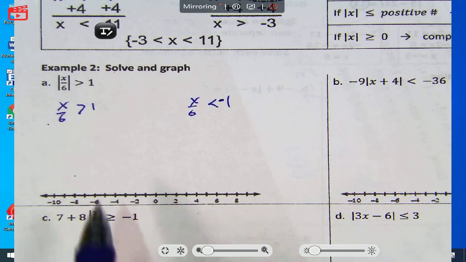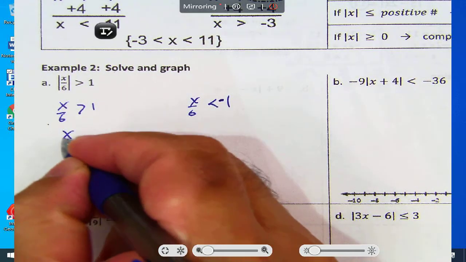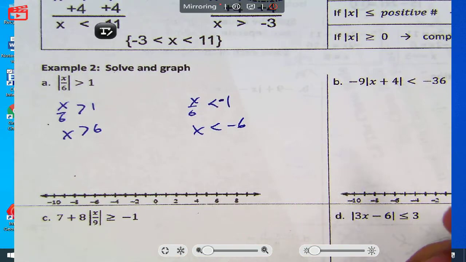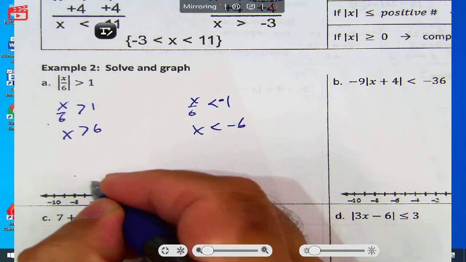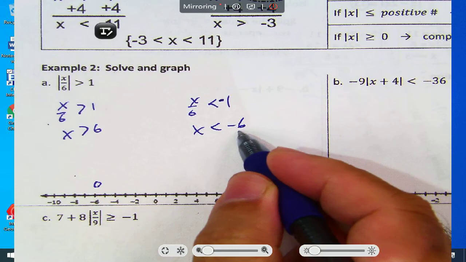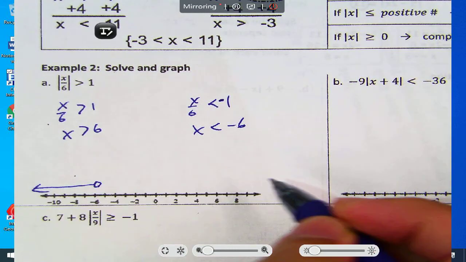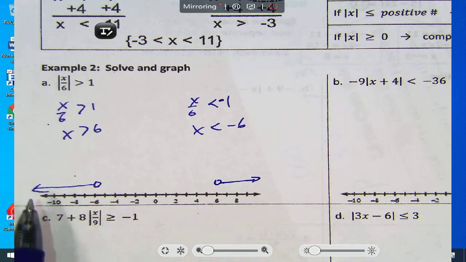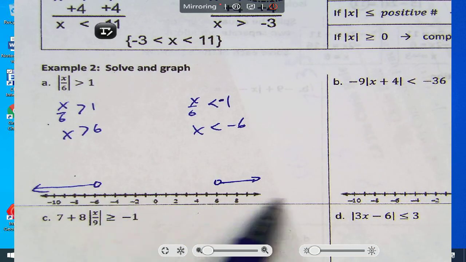All right. So now, multiply by 6. That gives you x is greater than 6. Multiply by 6, you get x is less than -6. Alright, so graph this, x less than -6, open circle over -6 and you go to the left. Open circle above +6 and you go to the right. So this is going in opposite directions, that's the answer.